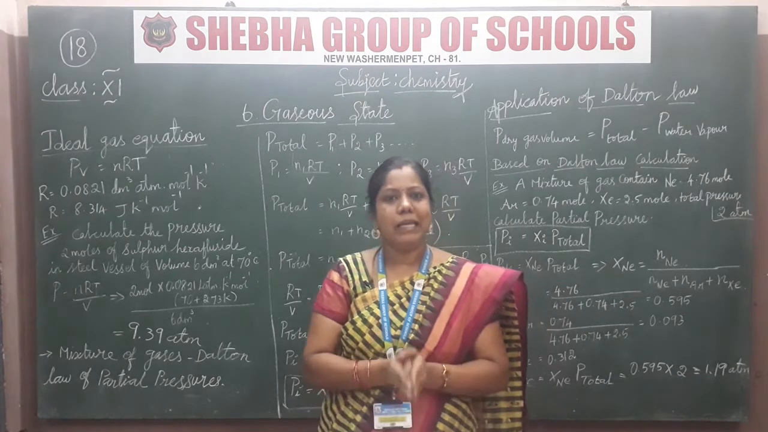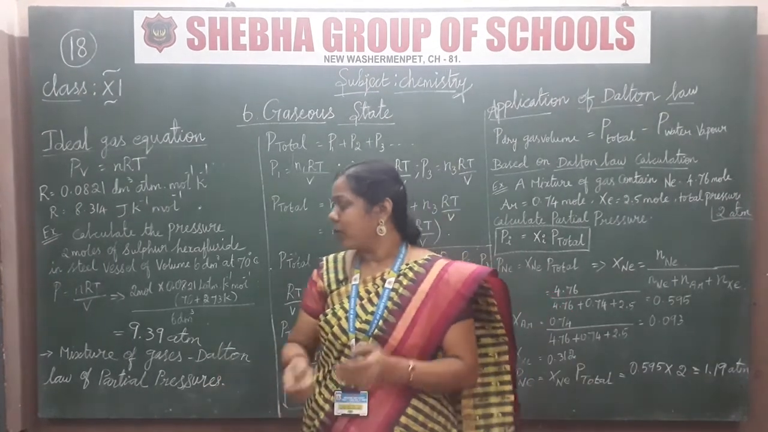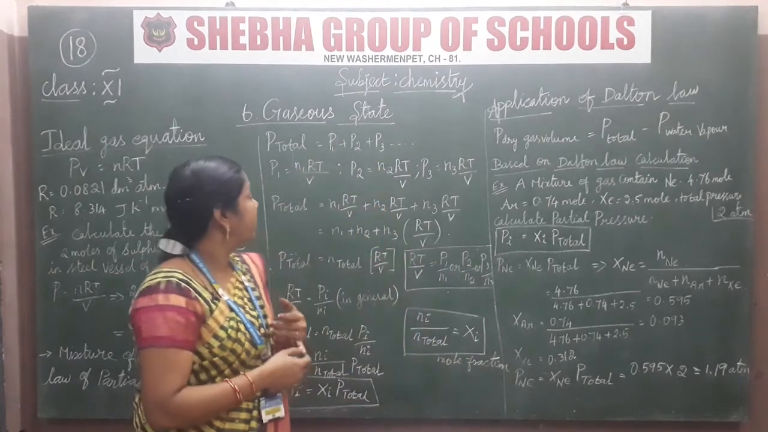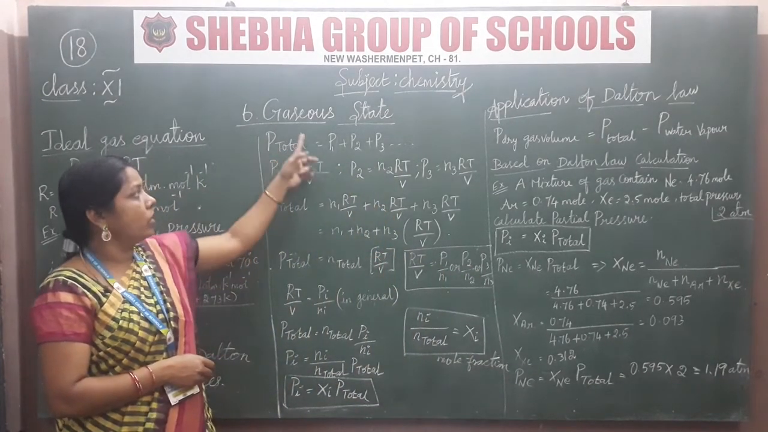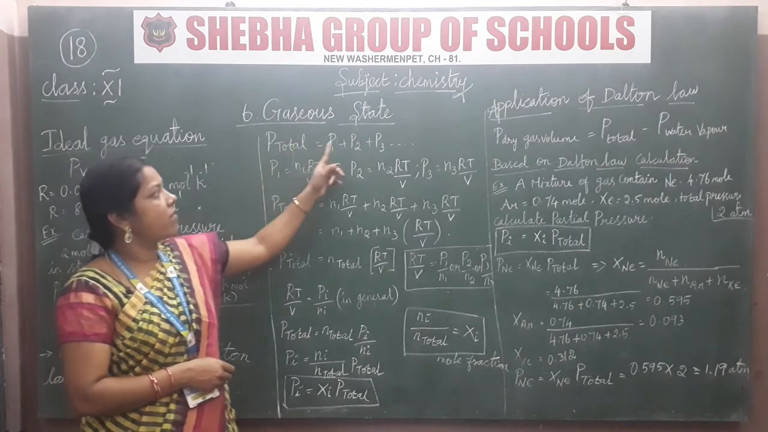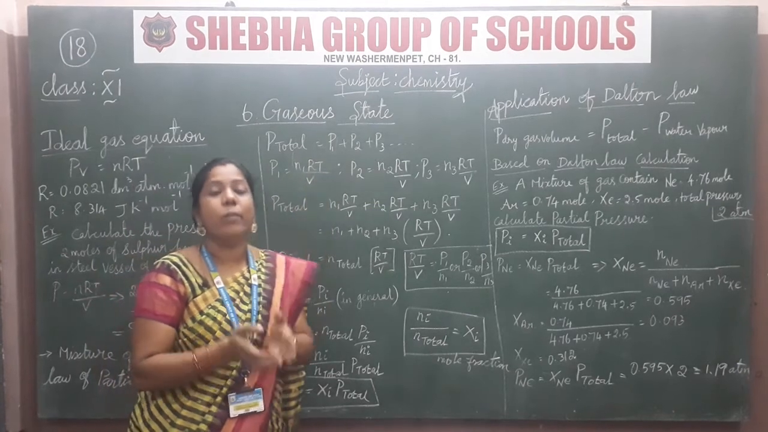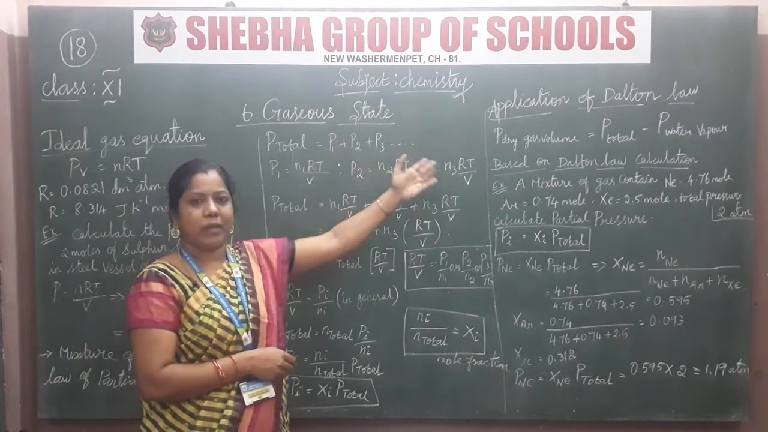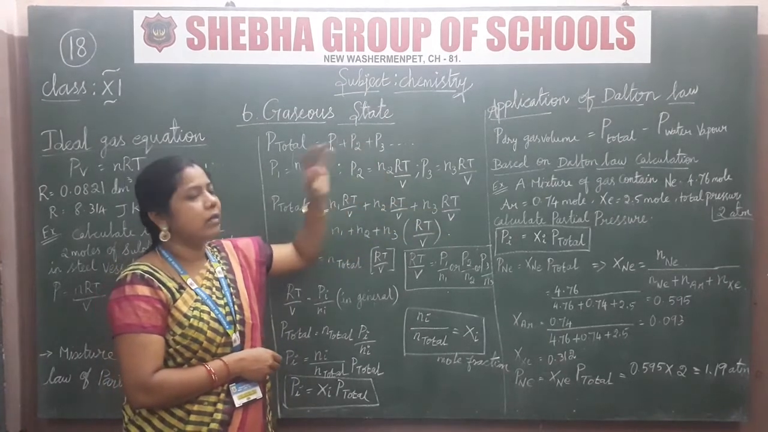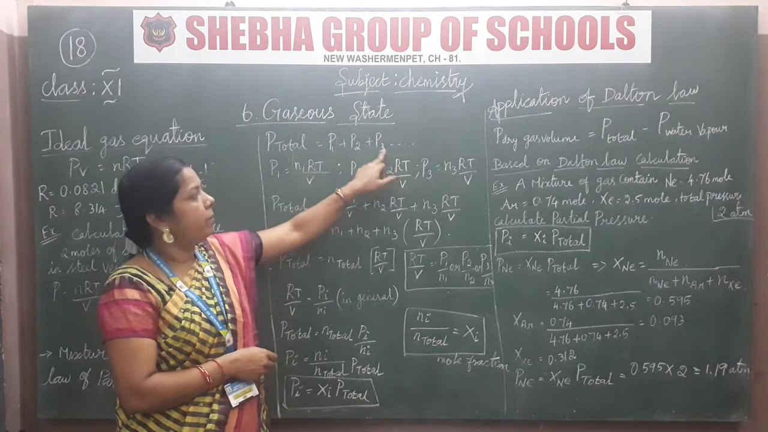It will be very easy to understand this concept using the formula, so I am going to write down the formula. The total pressure is the sum of the partial pressures. However many gases there are, you can write P1, P2, P3 likewise. If there are 3 types of gases, you can write till pressure 3.